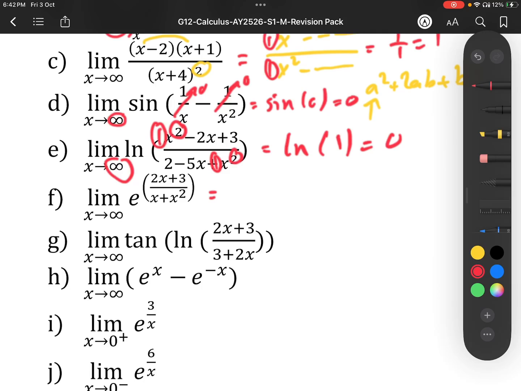The same thing, e to the power, the degree here is 1 and the degree here is 2. So the degree up is less than the degree down, so the answer is 0. E to the power 0 is 1.